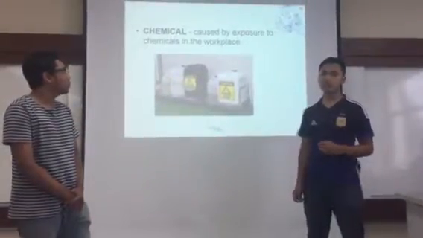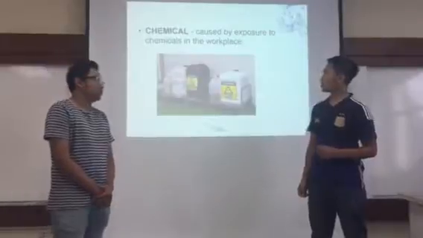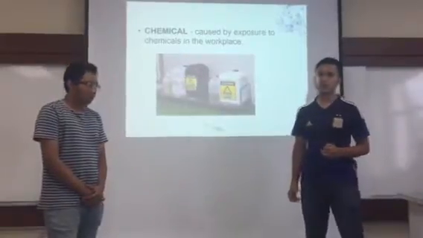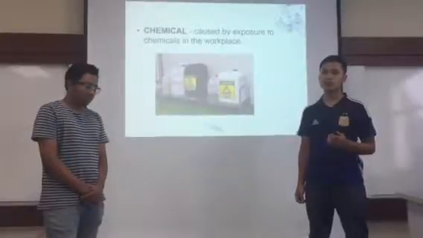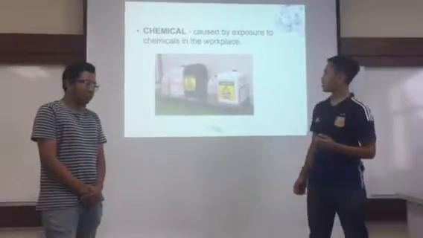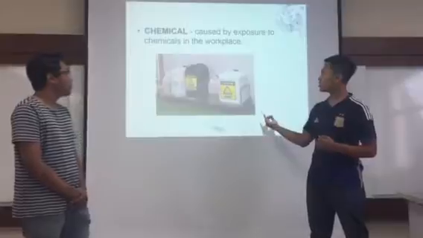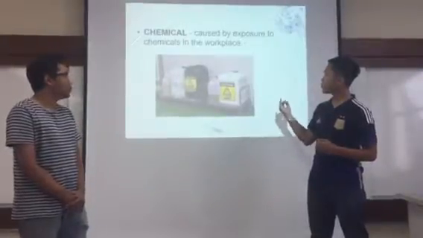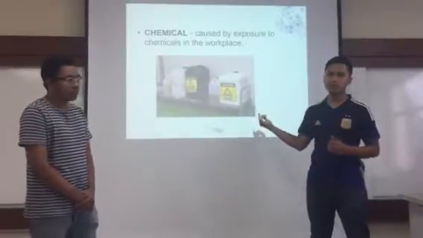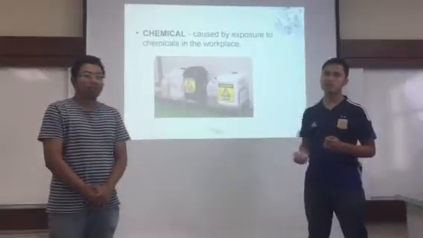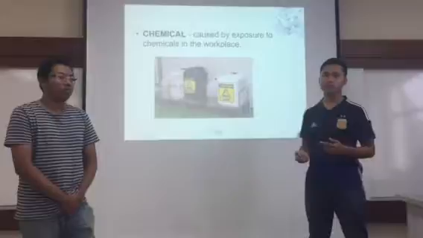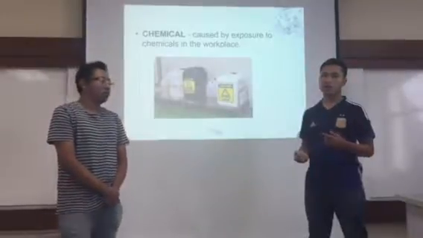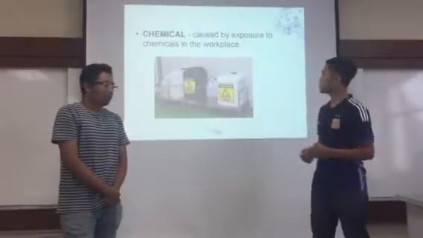The second one is chemical hazards. Chemical hazard is a type of hazard which you can find mostly in a laboratory, such as acids. This type of chemical is very dangerous when you use it or hold it with your hands, because it's very corrosive.